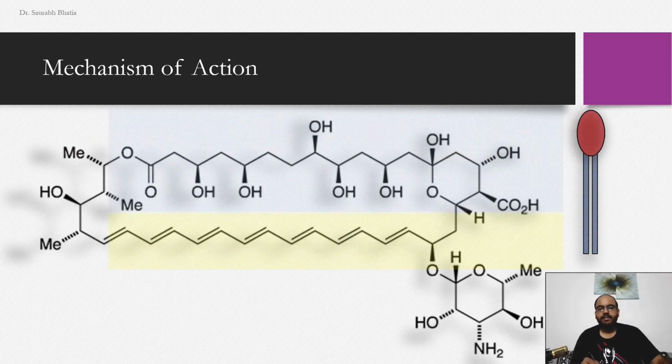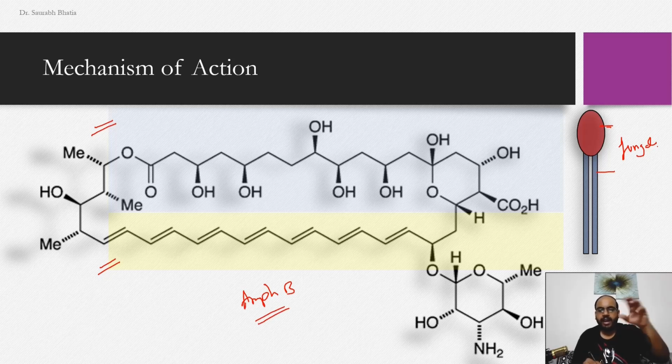Now, this is the structure of amphotericin B. We have discussed that in the first slide. We have the lipid-loving yellow part, which is the lipophilic part. We have the water-loving blue part, which is the hydrophilic part. And this is phosphatidylcholine in the cell membrane of the fungus. This is from the fungal cell membrane. So this is amphotericin B. Clear? So what happens is you have two different aspects of the amphotericin B molecule. You have the lipid loving and the water loving.